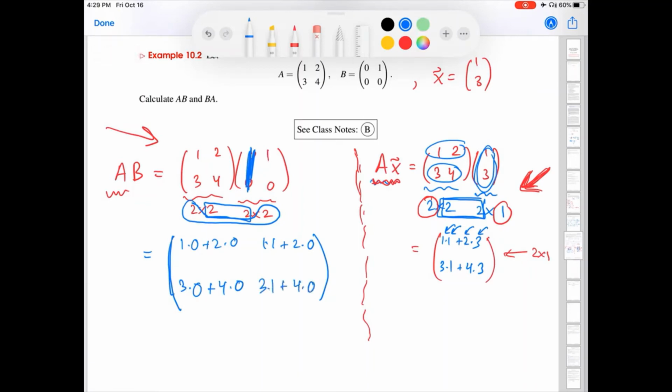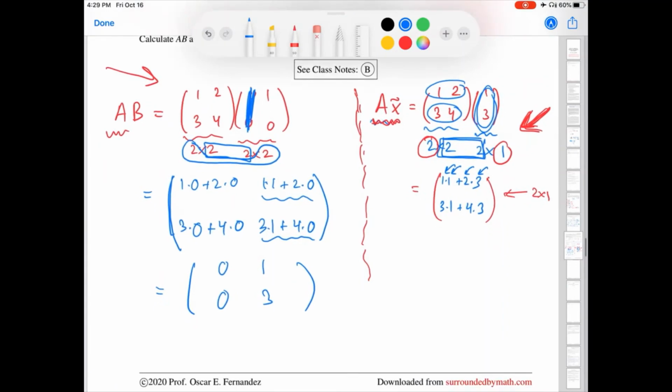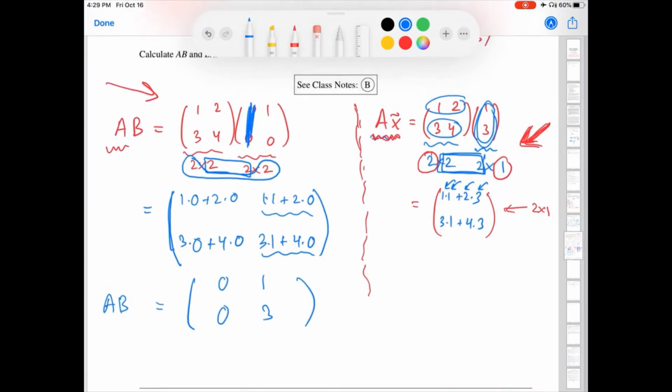And then again, make sure to keep track of where things go. What I just did was second row, second column product. So it goes in the second row, second column of the new matrix. All right. And then from here I just simplify all of the results. So this entire first column is multiplying everything by 0. So I just get 0, 0. Over here, I get 1. And then down here, I get 3. All right, so that is my matrix product AB. So 0, 1, 0, 3.